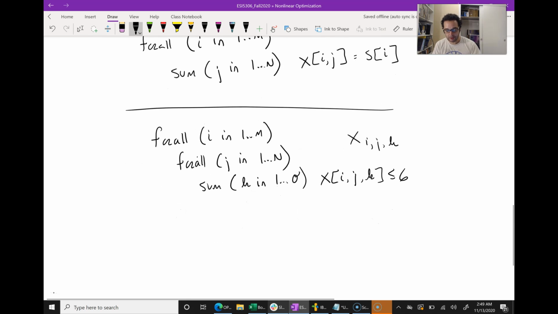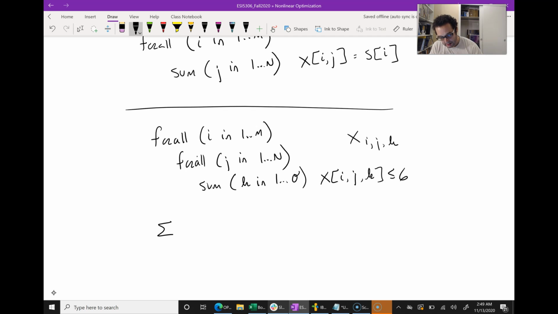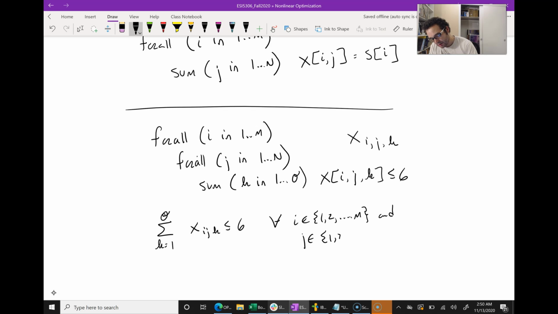Okay, so this would be the equivalent of saying the sum of k from 1 to o of x_ijk is less than or equal to 6 for all i in 1 to m and j in 1 all the way to n. Okay, so these are sort of equivalent statements. And so hopefully you can kind of capture the structure of what's going on.